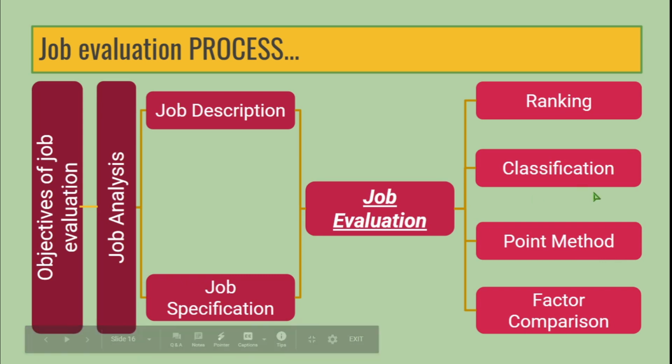The first two methods of job evaluation, that is ranking and classification, are qualitative in nature, whereas the factor comparison and point methods are quantitative in nature. Alright, let's understand these one by one.